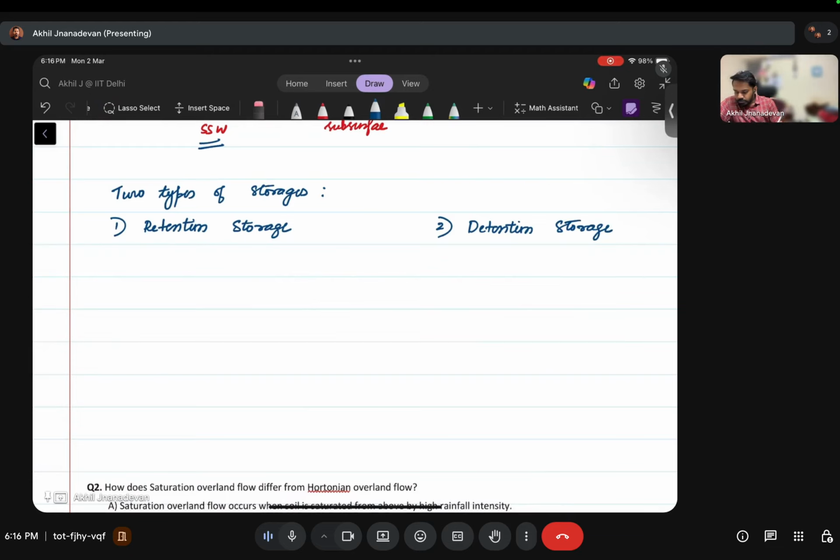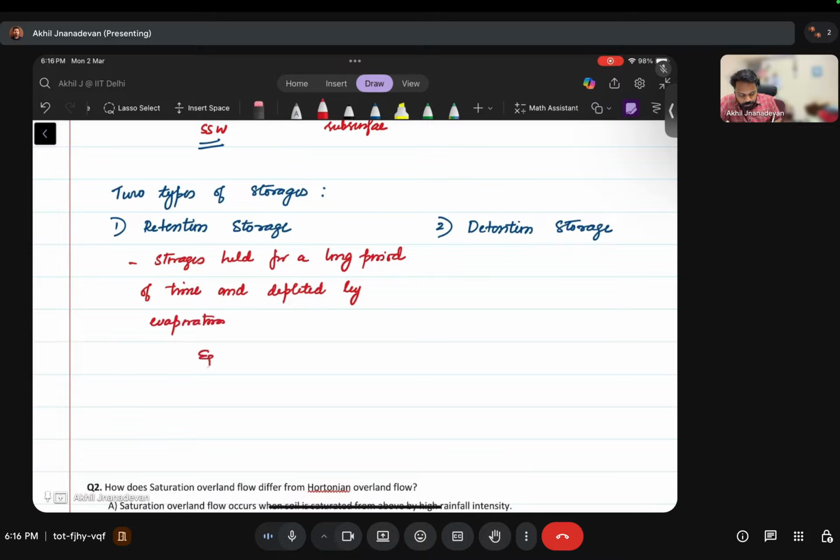Right. So retention storage is nothing but storage held for a long period of time and depleted by evaporation. So that is what our question asks, right? The storage is held for a long period of time and depleted by evaporation. And the example is soil moisture.